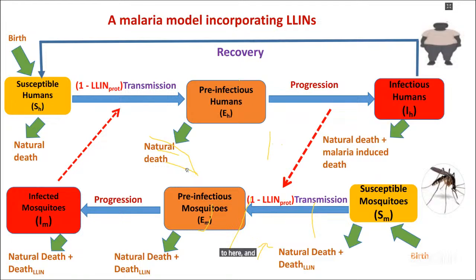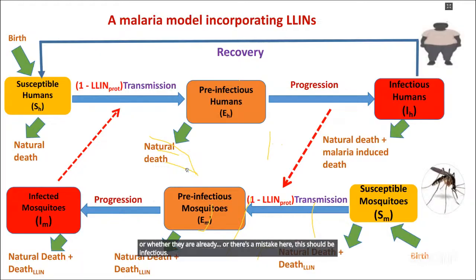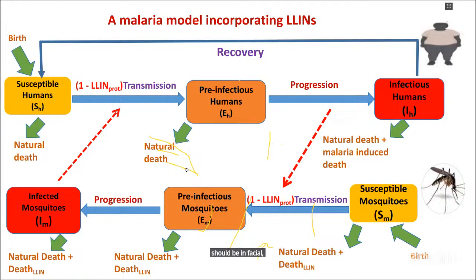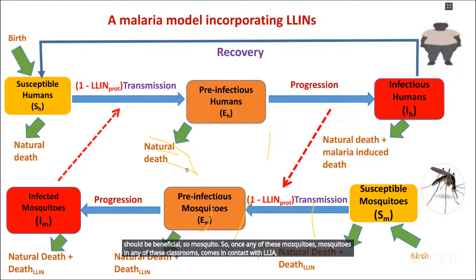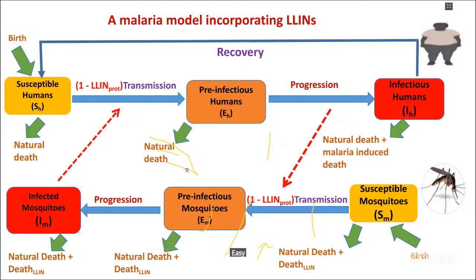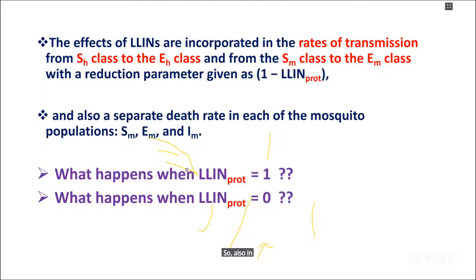So here and here. Then we also captured, remember we said that LLIN also kills mosquitoes. So look at it. For mosquitoes, we have natural death plus death due to LLIN. For all the mosquitoes, whether they are susceptible, whether they are in the pre-infectious stage, or whether they are already infectious, there's a mistake here. It should be infectious, not infected. It should be infectious mosquitoes. So once any of these mosquitoes in any of these classes comes in contact with LLIN, they will die due to the LLIN, if the LLIN still has that capacity. So we have captured the effect of LLIN in our model, with a separate death rate at each mosquito level.